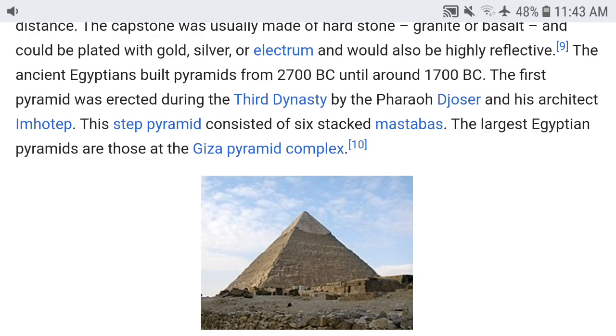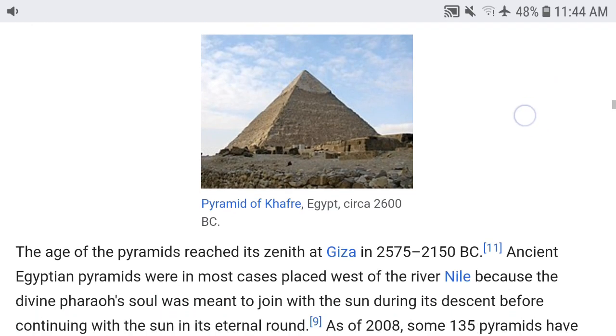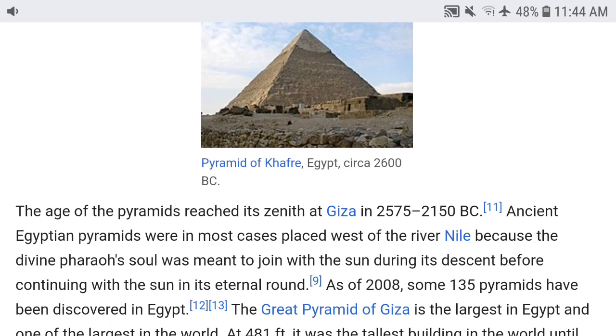The largest Egyptian pyramids are those at the Giza Pyramid Complex. Okay, so yeah, Giza Pyramid, right? You're probably familiar with that name, right? Like the Pyramid of Giza. The age of the pyramids reached its zenith at Giza in 2500 to 2100 BC.